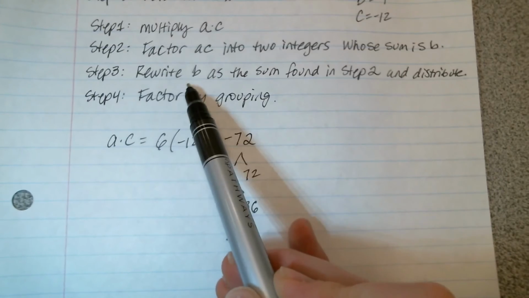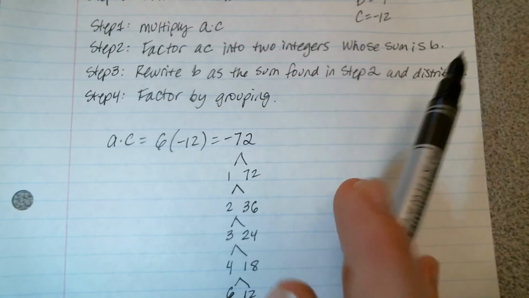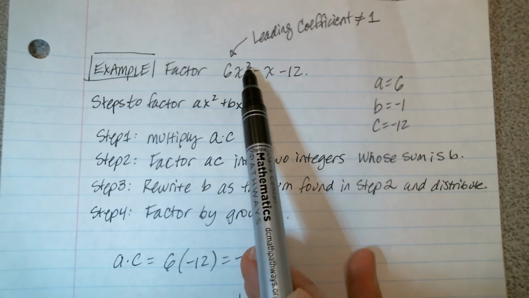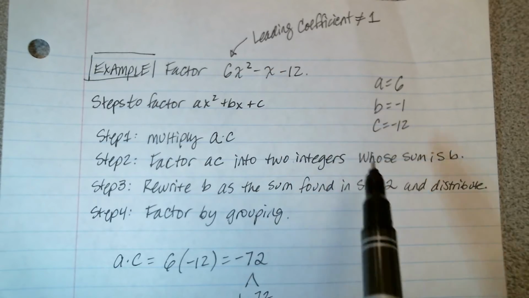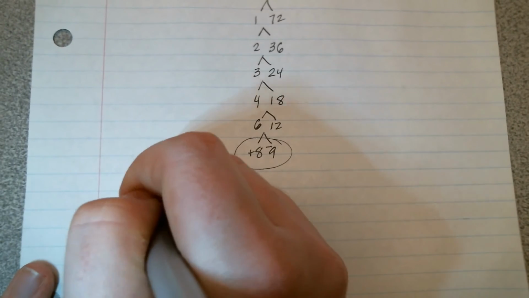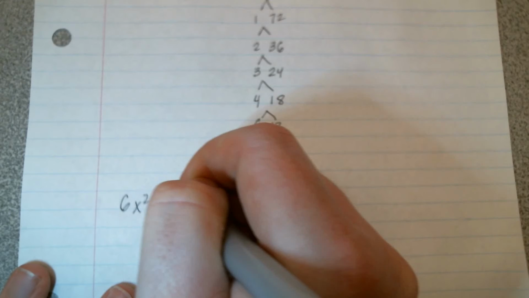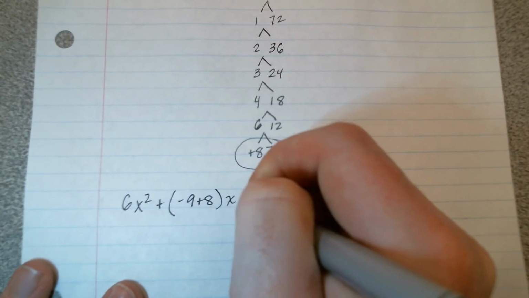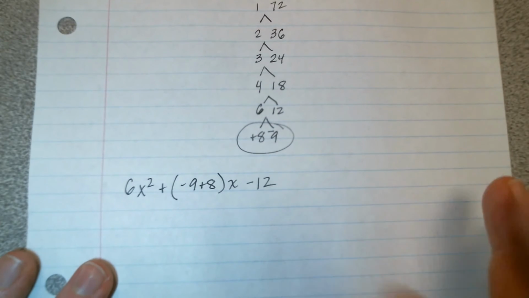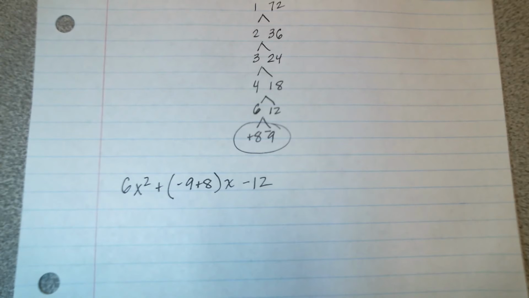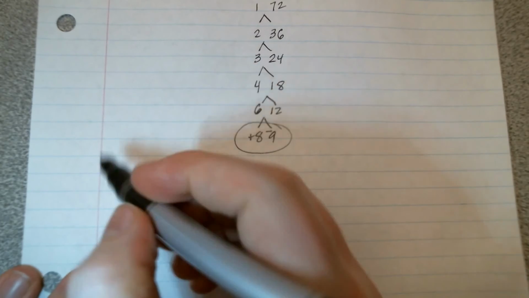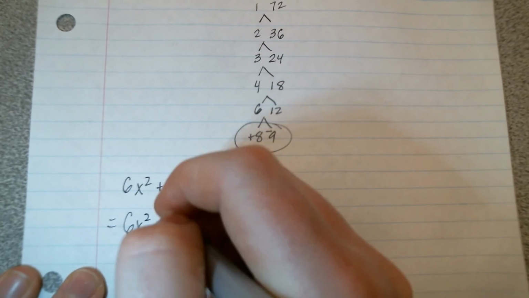So what we're going to do is rewrite B as the sum that we just found. So up here in my original problem, my B value -1, I'm going to replace with -9 plus 8. So, and I'll write that down here on my paper. 6x squared plus -9 plus 8x minus 12. So I just replaced -1 with that guy. Then I need to distribute. So I'm going to take this x and distribute this here, which is going to give me 4 terms.